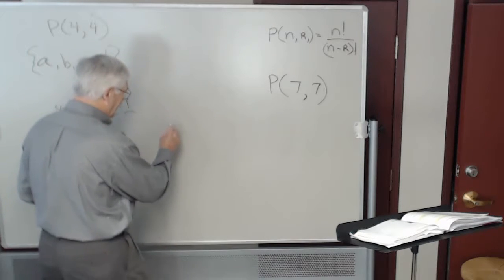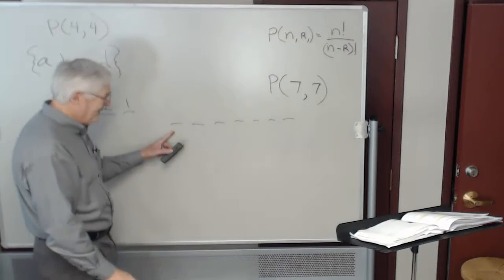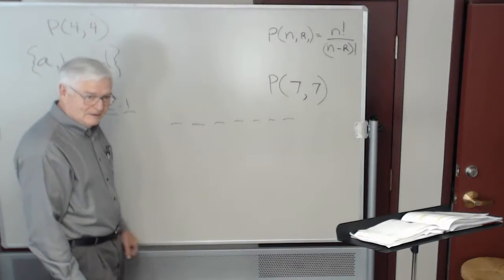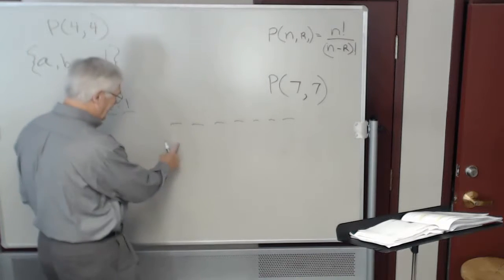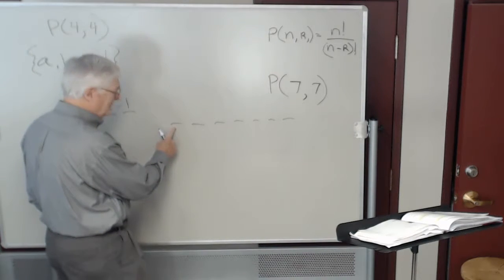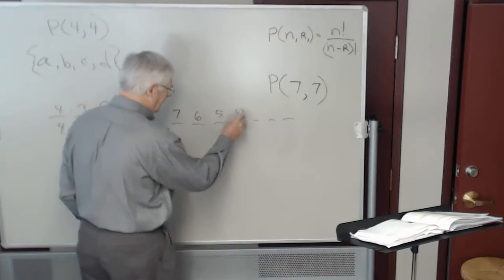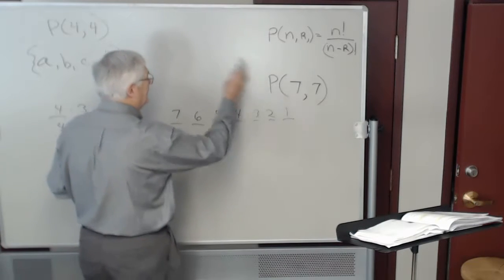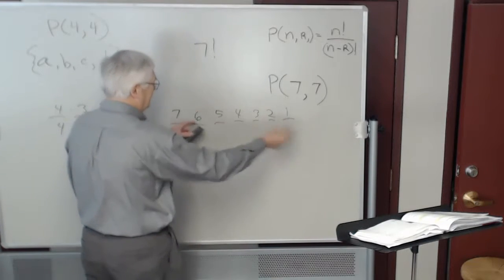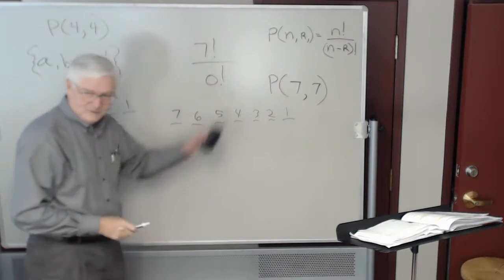Or if I had 7 people in front of me and I'm the last guy here. 1, 2, 3, 4, 5, 6, 7. How many people to stand in the first slot? 7. Then what? 6. And that would be 7 factorial, which is what this is, divided by 0 factorial. You see that from using the formula?